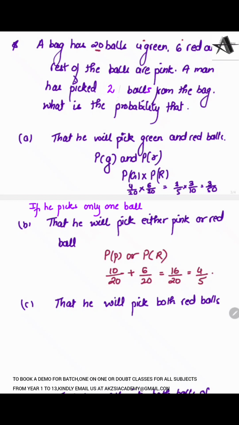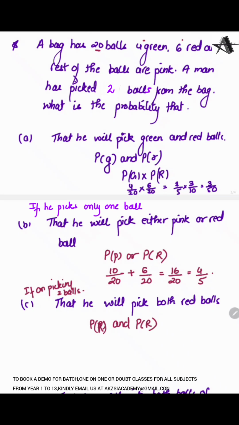Now, if he is picking 2 balls, find the probability that he will pick both red balls. We have to calculate the probability that he is picking both the red balls. So, probability of picking a red ball and a red ball. Sometimes students get confused about the meaning of "both". Both is nothing but "and", so we multiply. So, probability of picking red and picking red.